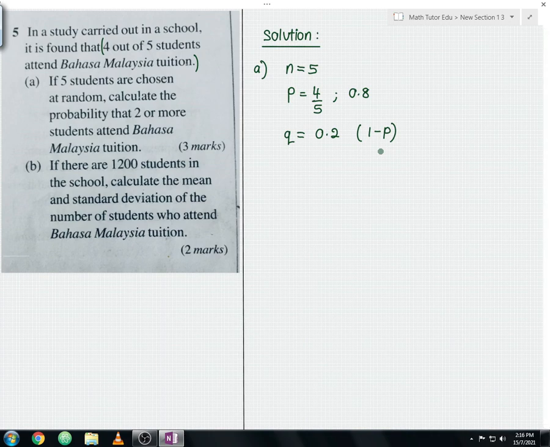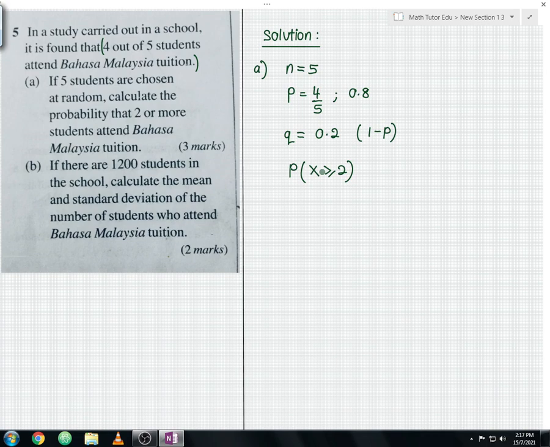For the next step, proceed to the requirement of the question. In this question they ask us to calculate the probability that 2 or more students attend Bahasa Malaysia tuition. Please be careful, guys, at this statement here, 2 or more students. That means you must include the 2 in the calculation. So from here you need to calculate the probability P of X more than or equal to 2. What does that mean? You can have 2 students, 3 students, 4 students, or even 5 students attending the Bahasa Malaysia tuition.